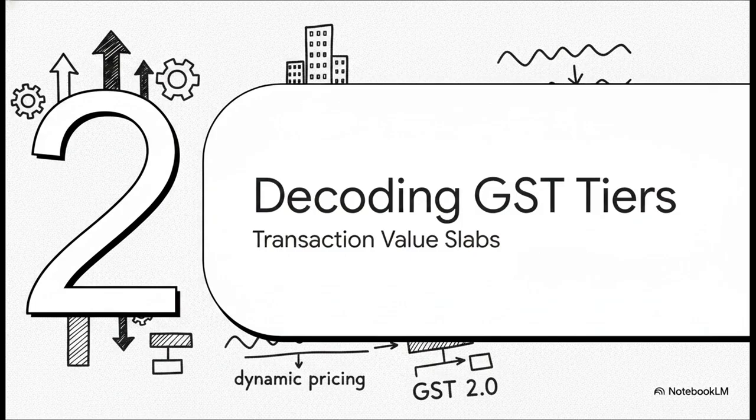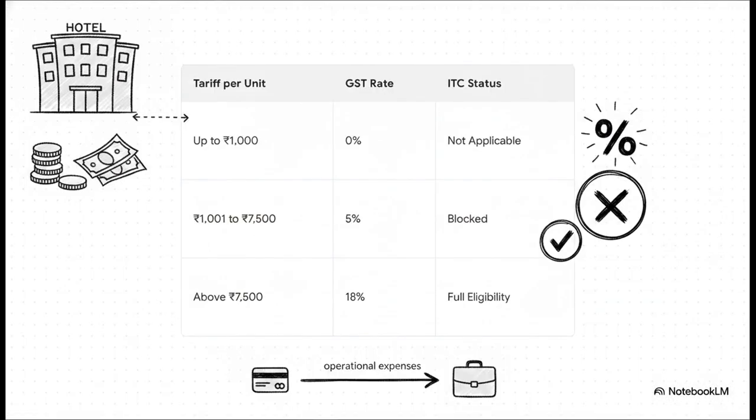Moving on to part 2, decoding GST tariff tiers. Let's reverse engineer the GST code for dynamic pricing post-GST 2.0. There are 3 distinct tiers, and they break down based on the actual transaction value billed per unit, per day, not that old printed rack rate. First up is the exempt tier, for tariffs up to 1,000 rupees a night. That's a 0% GST rate, but, and here's the catch, there's no input tax credit or ITC available.